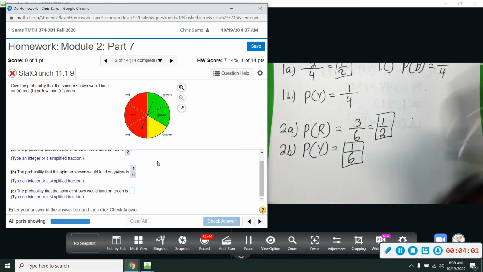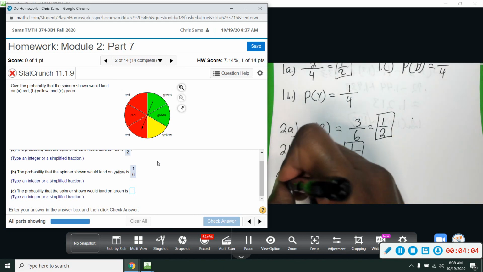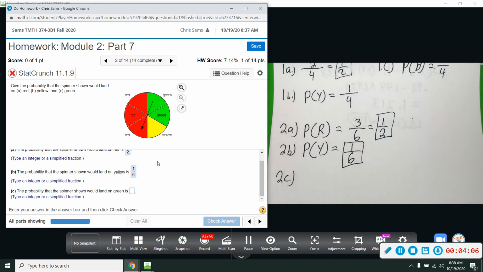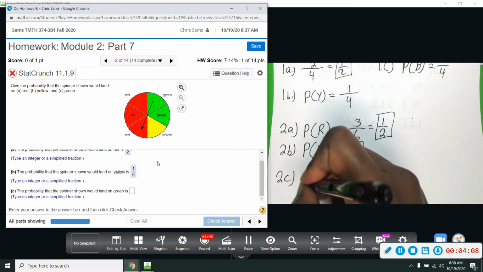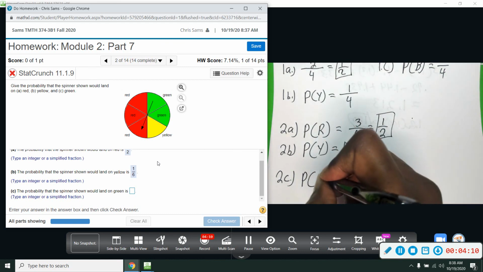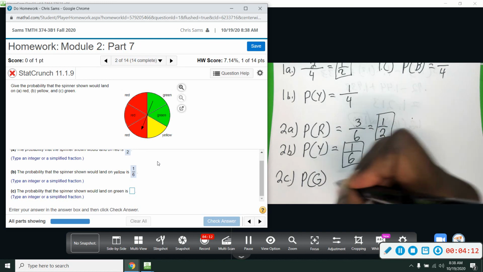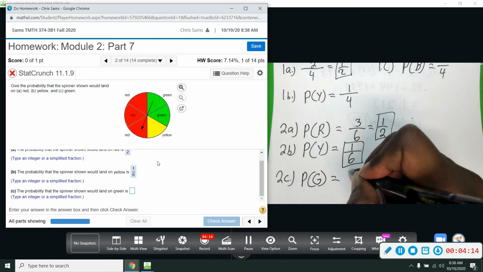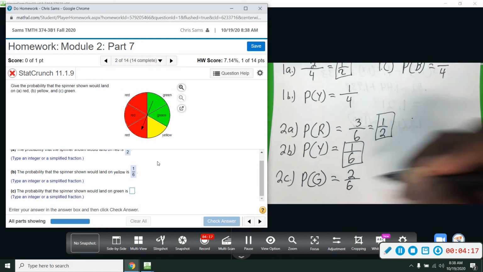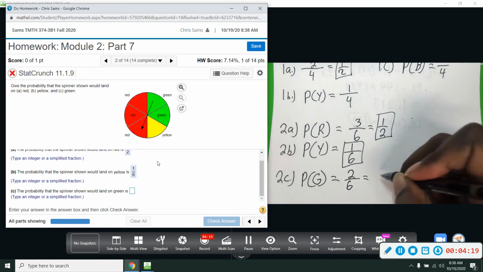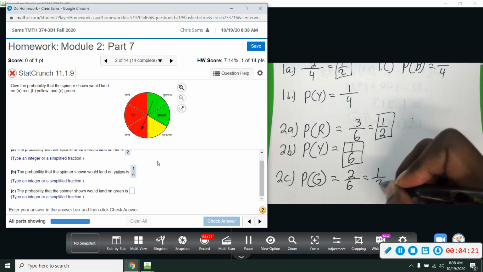And then part C, we want to know the probability it would land on green. So probability of G for green. Now green, there are 2 out of 6, and this will reduce. Divide both by 2, and we will get 1/3.